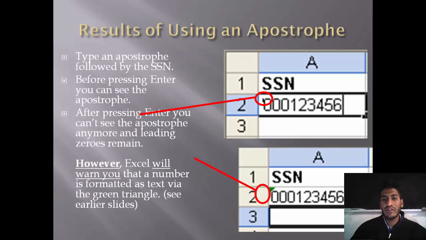Result of using an apostrophe. Type an apostrophe followed by the SSN, and before pressing Enter you can see the apostrophe. After pressing Enter you cannot see the apostrophe anymore, and the leading zeros remain. However, Excel will warn you that the number is formatted as text. The green triangle, see earlier slides.